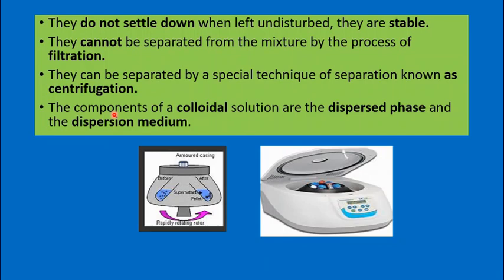Now, what are the components of a colloidal solution called? The components of a colloidal solution are called the dispersed phase and the dispersion medium. Like we have solute and solvent in a solution, in a colloid the particle, which is like the solute, is known as the dispersed phase and the solvent is known as the dispersion medium. Hope you have understood this very well.